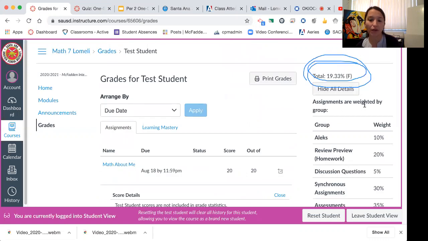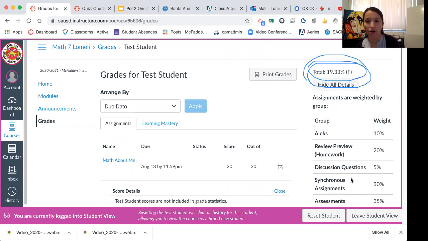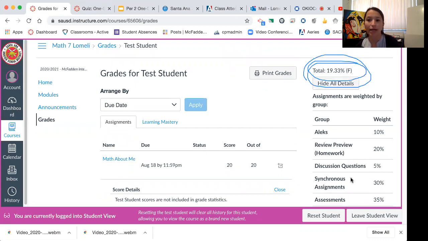Assignments are weighted by groups. So Alex is 10% of your grade. Homework is 20%. Discussion questions is 5%. Classwork is 30% and tests are 35%. Now, I haven't given you homework and I haven't given you discussion questions, so these two are muted. They don't count against you and they don't count towards you because I haven't assigned anything. So your grade is based on Alex, classwork, and tests.